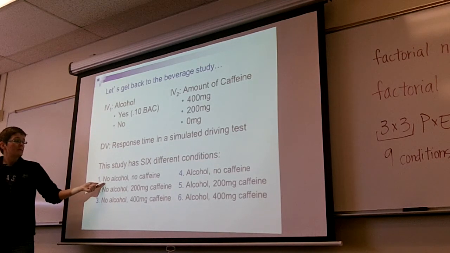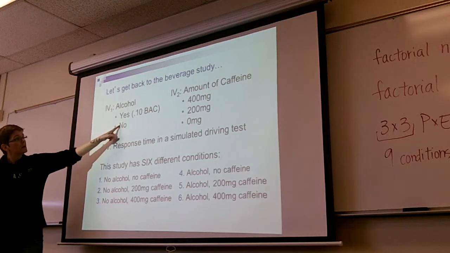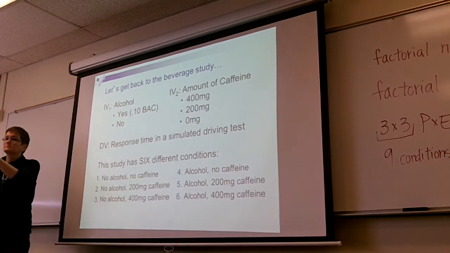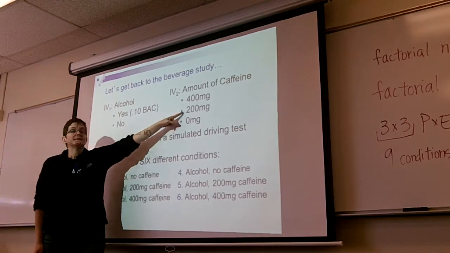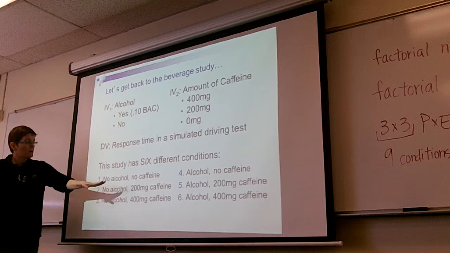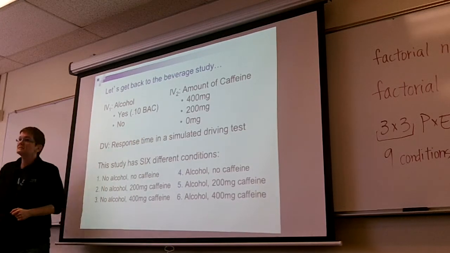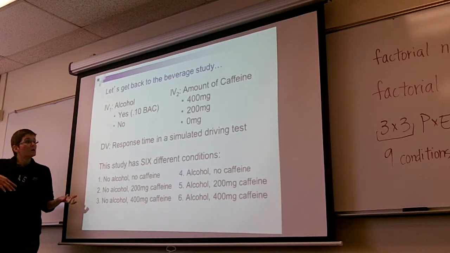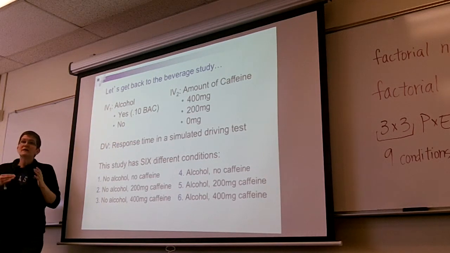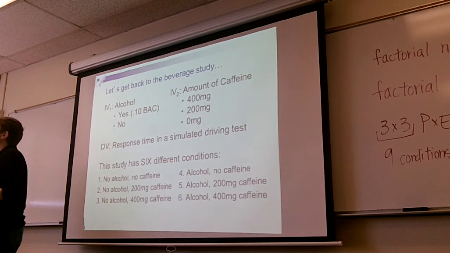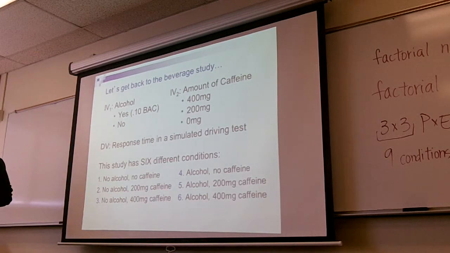So I've got the people who get no alcohol and no caffeine. That's one condition. I've got people getting no alcohol and 200 milligrams of caffeine. That's another condition. No alcohol and 400 milligrams of caffeine. That's another condition. Alcohol and no caffeine, alcohol and 200 milligrams, alcohol and 400 milligrams. So that 2 by 3 tells me how many different conditions I have in my study. How many different unique combinations of the levels of the IVs.